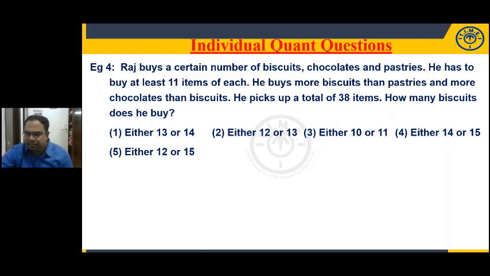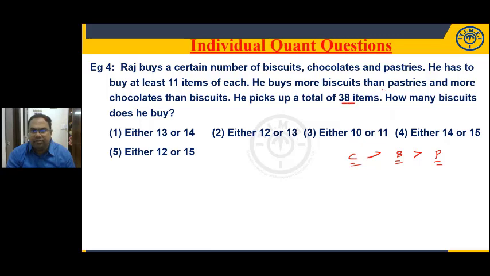Okay, Raj buys biscuits, chocolates, pastries. He buys more biscuits than pastries and more chocolates than biscuits. Okay, I'll write like this. Biscuits are more than pastries. Chocolates are more than biscuits. Chocolates, biscuits. Biscuits more than pastries. Chocolates more than biscuits.